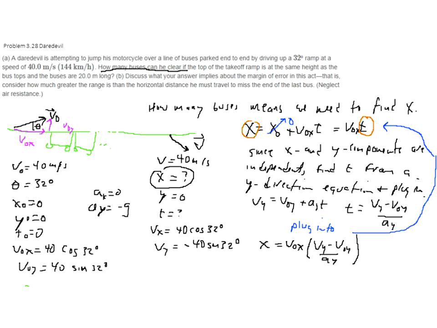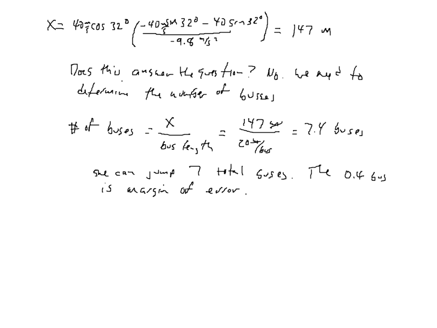That is, consider how much greater the range is than the horizontal distance he must travel to miss the end of the last bus. Yeah, so he will land well onto the end of the ramp. And usually daredevils don't want to overshoot the ramp. They want to actually land on the ramp. So 4/10 of a bus, 20 meters, that's about 8 meters. So the ramp is probably more than 8 meters long, so things work out.